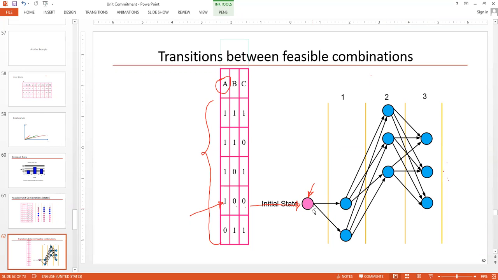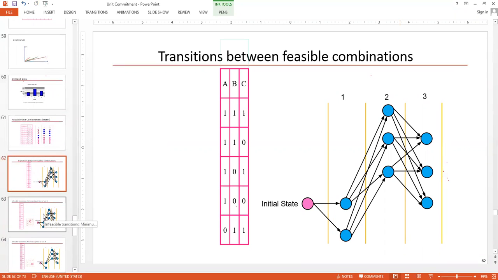And the transition is possible. Actually, we may have some transitions between any two nodes at consecutive hours. So from the initial state, you may go from here to here or from here to here. Similarly, from hour 1 to 2, you can jump from 1 to 2 here, here, or here. And a similar thing can happen between any 2 other nodes. So that is a possibility. Now, whether it is feasible, we have to check.